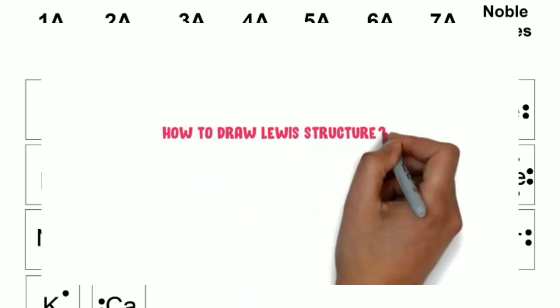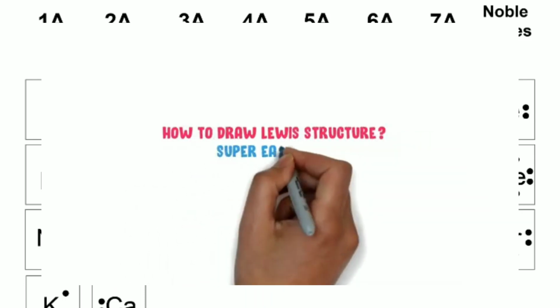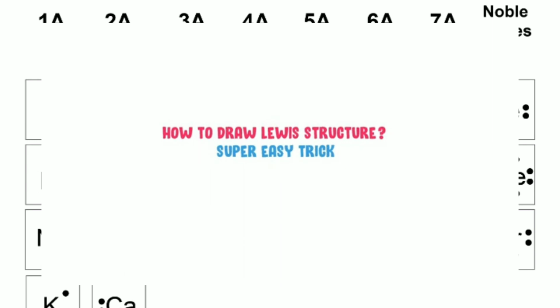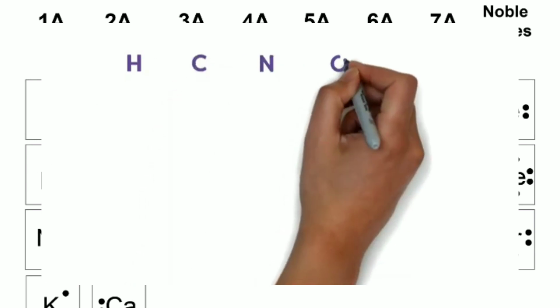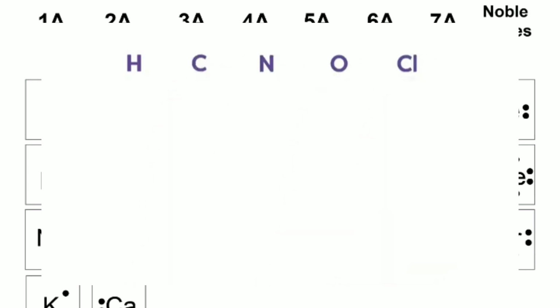How to draw Lewis structure, and I will teach you the super easy trick of drawing Lewis structure. Firstly, let me write the common elements like hydrogen, carbon, nitrogen, oxygen and chlorine. These elements form many covalent compounds.